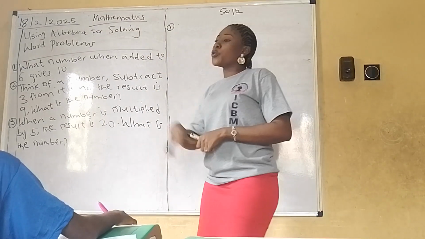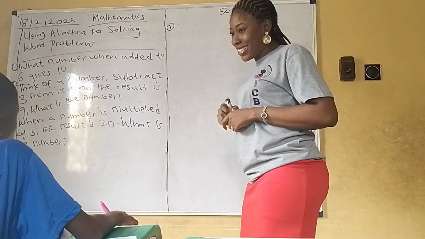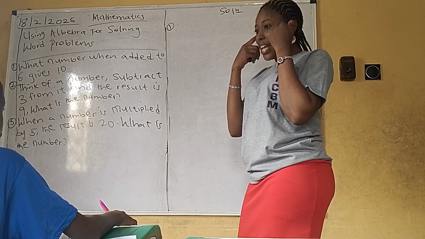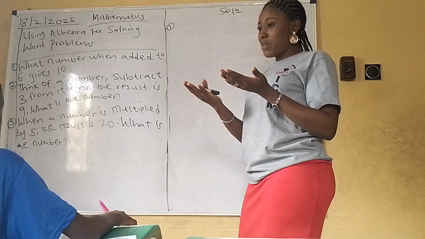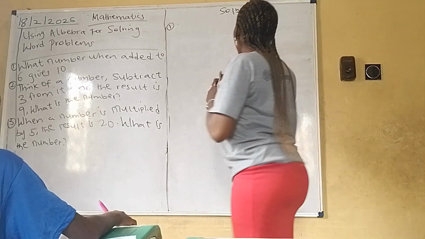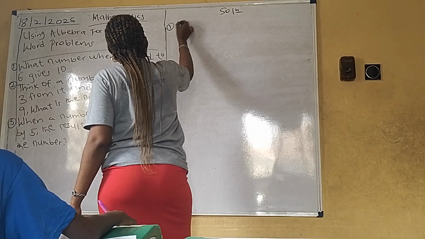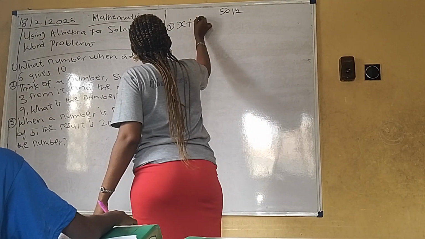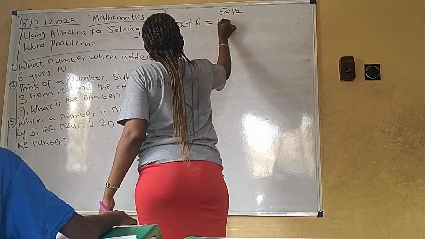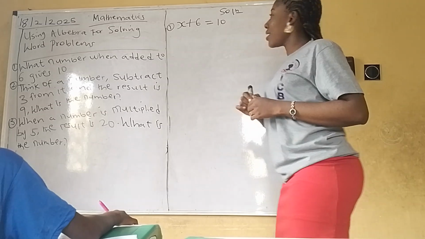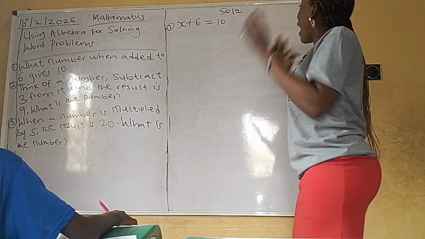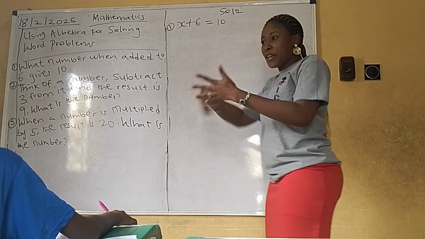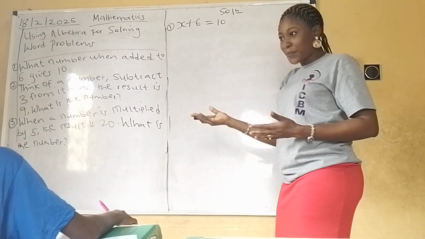First thing you should do, you should write out that number as a letter. Let's choose a letter. Somebody give me a letter. X. Now, X is the number. We say when we add 6 to X, the answer will be what? 10. What is X? How do we go about this? If you can get to this point correctly, then you can solve the answer. Is that not so?